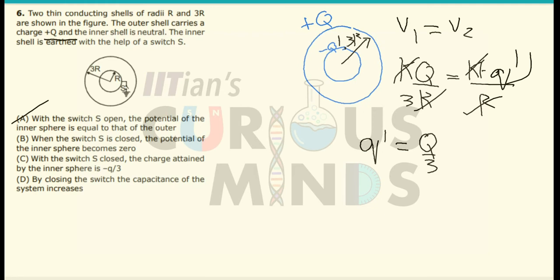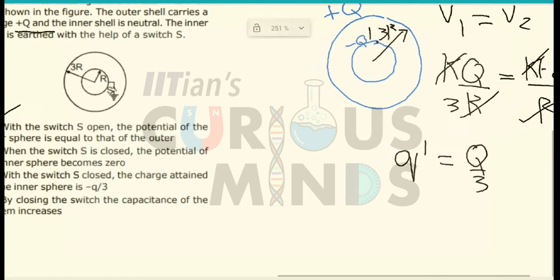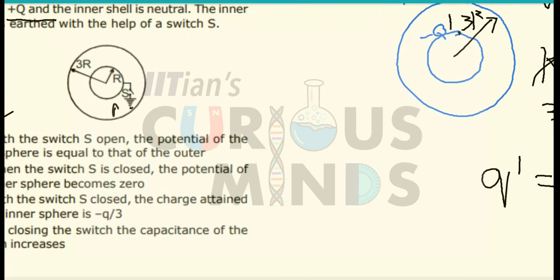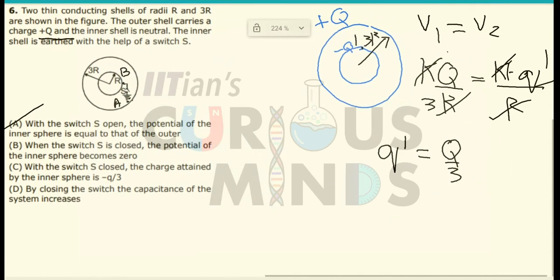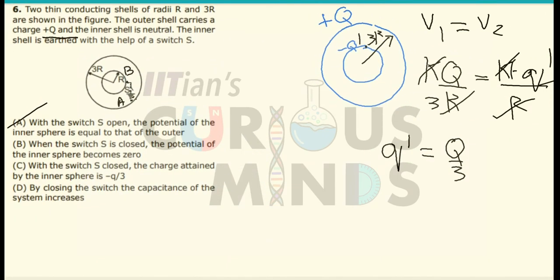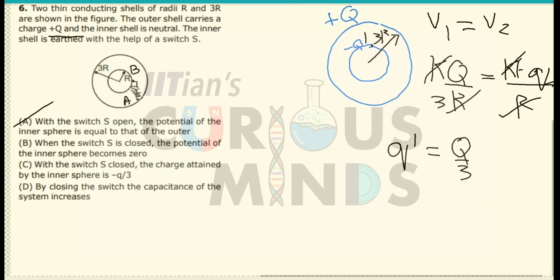When the switch is closed, the potential of the inner shell becomes 0. First of all, when I close this switch, let me call this point A and this point B. The potential at both the points becomes the same. Since the potential of the ground is equal to 0, the potential of the inner sphere will also be equal to 0.